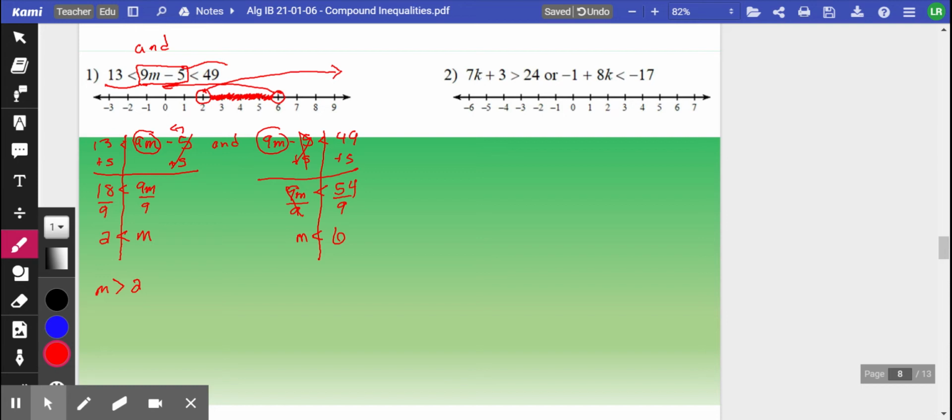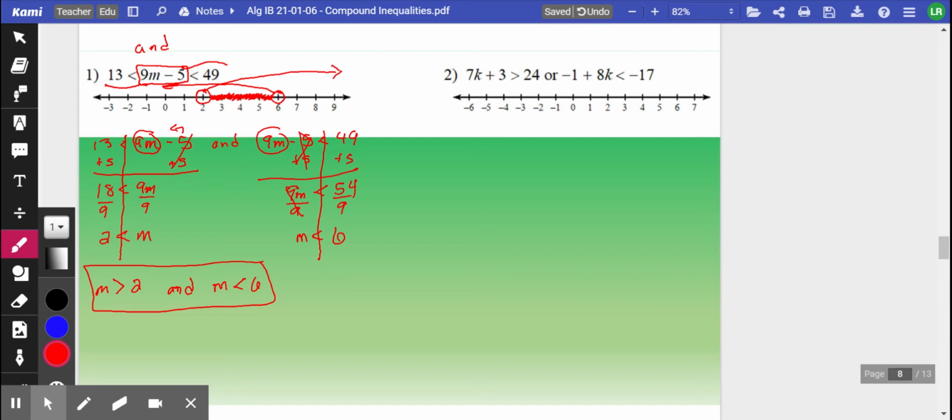Now, for our answer, the only thing we want to do is write it, and just put the word "and" in between our two parts. There are different ways to write it, but we're not going to worry about those different ways just because we have time constraints. So number 2.